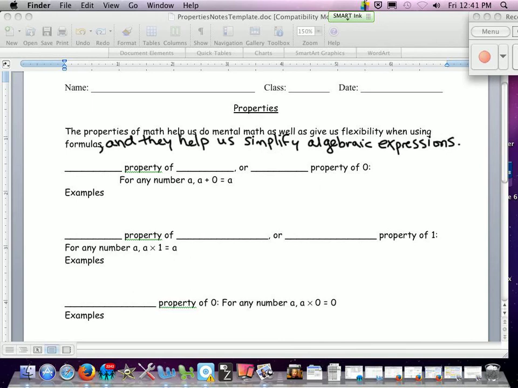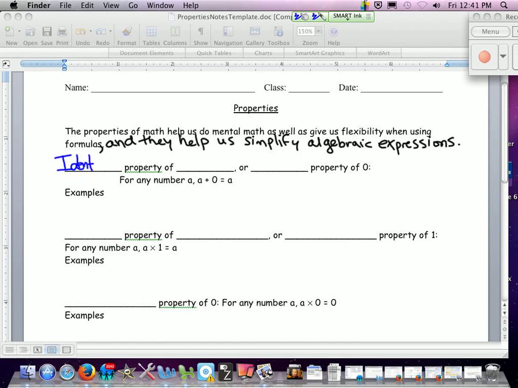So the first one we'll start with is this one here. If you look at it, for any number a, a plus 0 is going to equal a. Who can tell me one of the names for that one? Addition property of 0. Addition property of 0 is one of its names. Does anyone remember the other name? Identity property of addition. The identity property of addition. So we've got two names for this one.